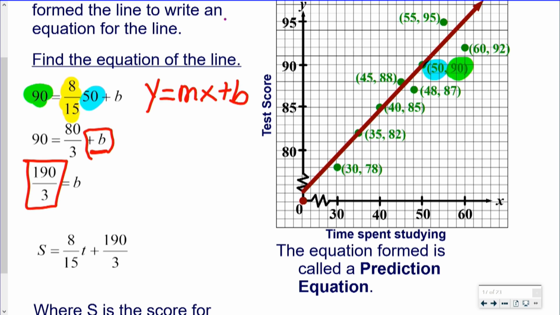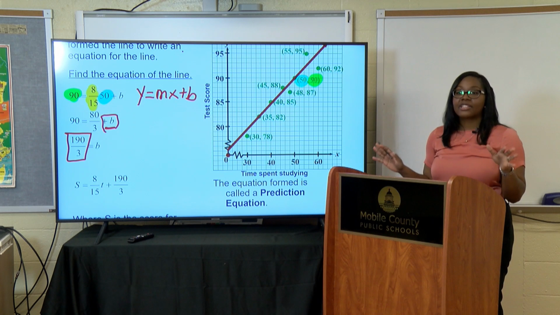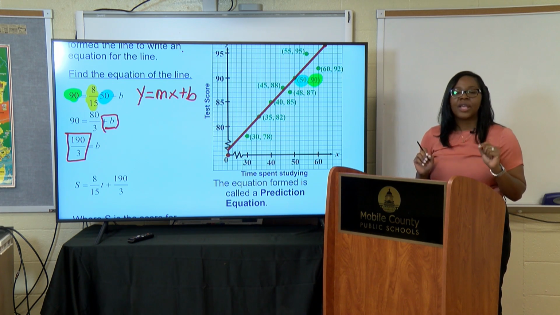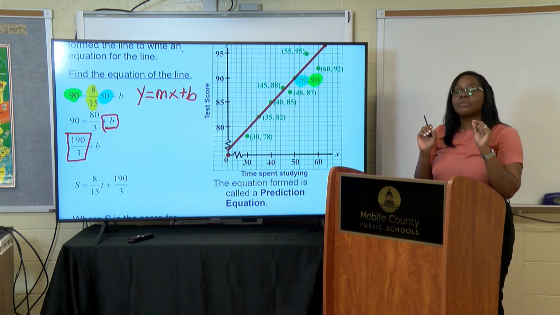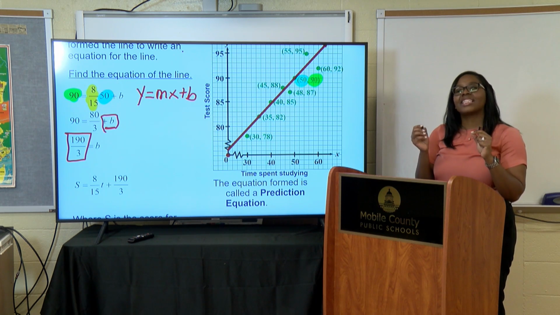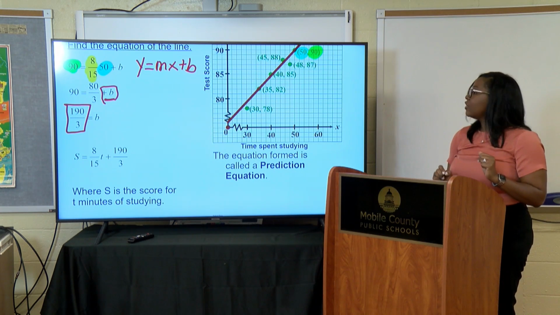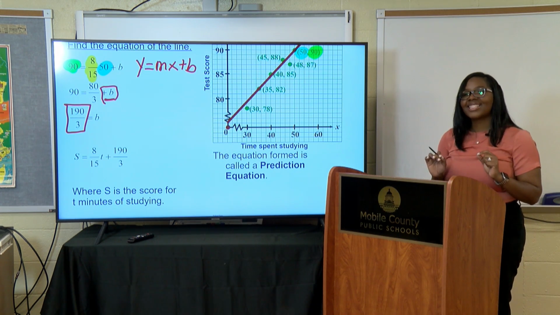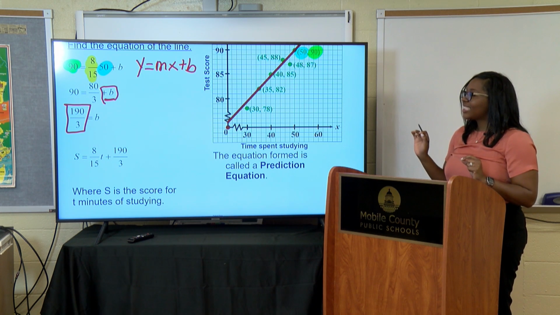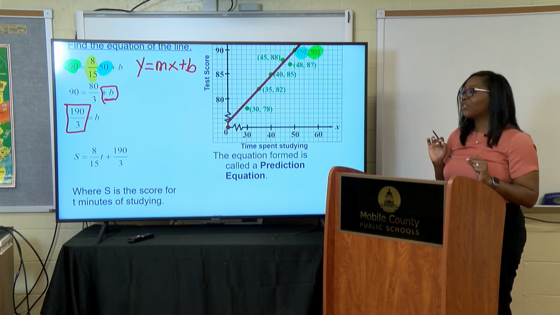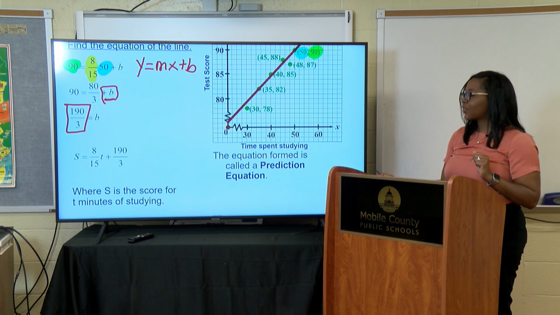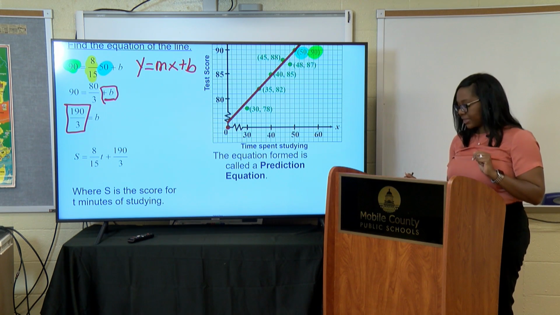That simply means in the context of time spent studying and test score, if a student does not spend any time studying outside of what they're doing in the classroom, they can expect to score around a 63%. But then our slope tells us for every minute the student spends studying, they can expect to earn half a point. So our equation for our scatter plot is S is equal to 8/15 t plus 190 over 3, where S is our score and t represents our time studying.